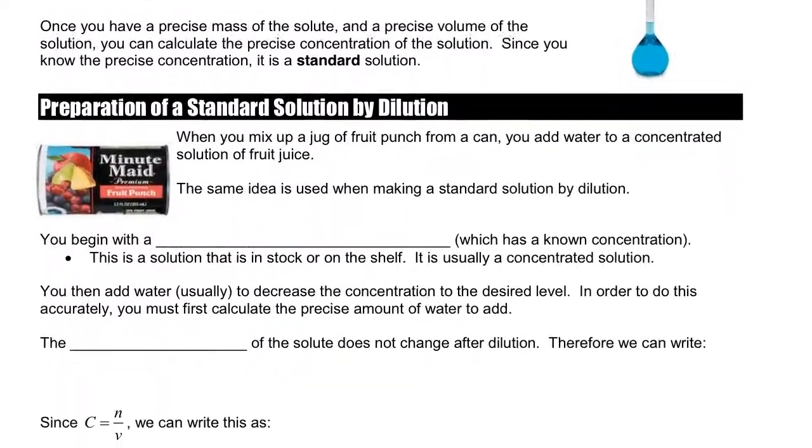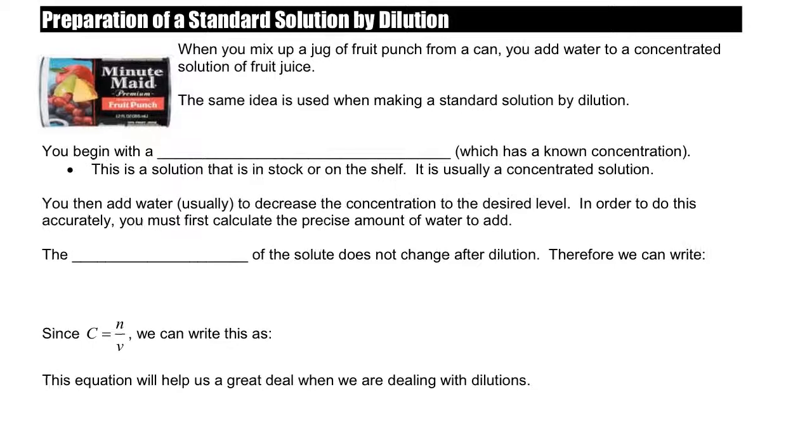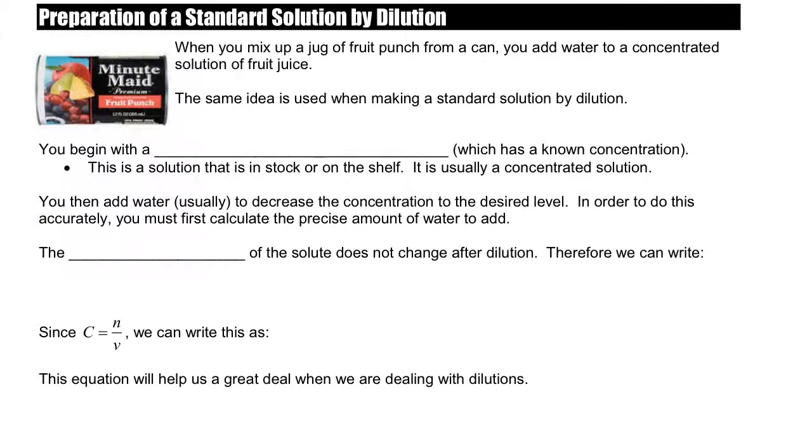The second way to make a solution is by dilution. This would be if you already have a standard solution, but it's not the same concentration as you would like. You can take that standard solution and dilute it so that it has a different concentration that you would actually like to use. You start with a stock solution, which is basically just your standard solution. It's a solution where you know the concentration.